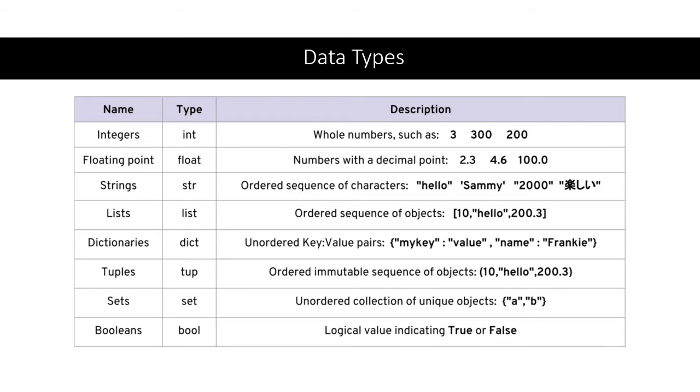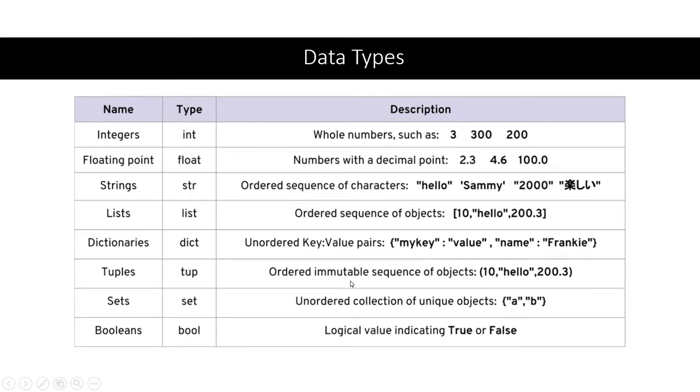Dictionaries are outside of the scope of this course, but I'll still explain what they are. Dictionaries are like lists, but with key-value pairs. So you would have a key and a value, and maybe the key would be name, and the value is going to be Frankie. So you could look up what is the name, and it would spit back Frankie.